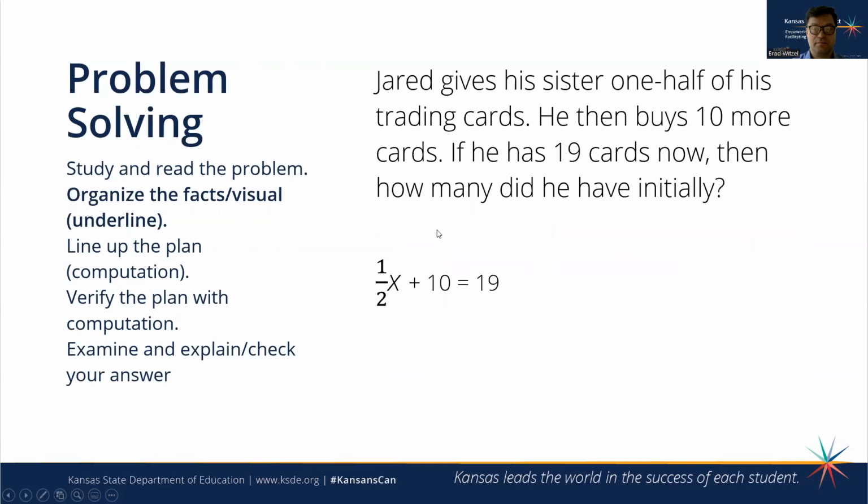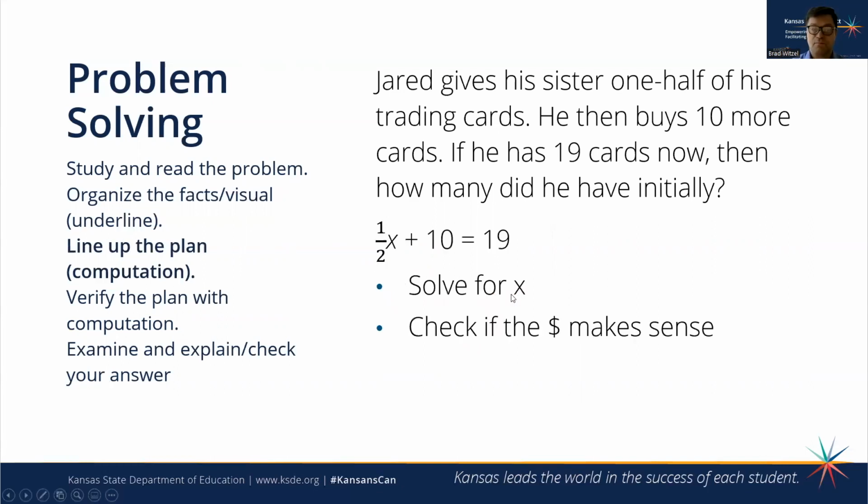It's a great start. So let's set up the equation for this. It means that he has 1/2 of x, if x represents the number of cards he had initially, 1/2 of x, then he bought 10 cards and he now has 19. Makes sense. So let's line up the plan. I'm going to solve for x and see if that number makes sense. My plan is going to involve an additive inverse and a multiplicative inverse.